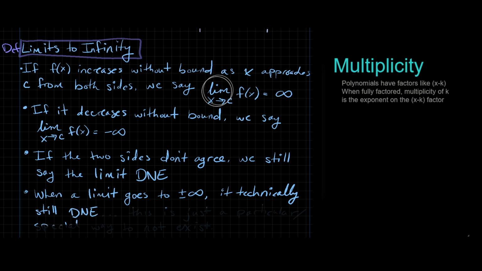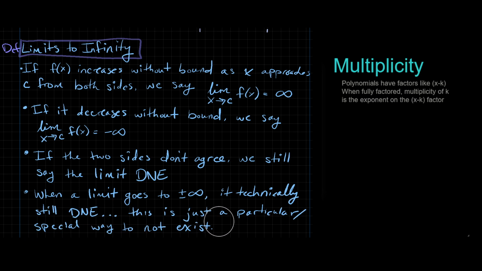Even when this is true, the limit does not exist. This is just a particular and special way of talking about a type of limit that doesn't exist. It's describing a certain does-not-exist behavior. Okay? So if the limit goes to infinity, it does not exist. It's just that by saying it goes to infinity, you're describing a particular way for it to diverge, which is a term you could use.